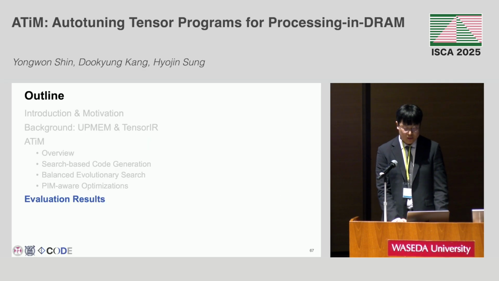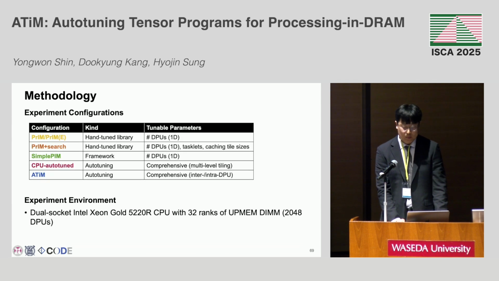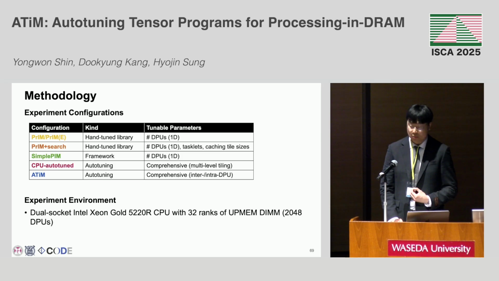Now I will show evaluation results. We evaluated ATiM on 7 tensor algebra operations and 2 memory-bound operations on GPT-J models. We compared 5 setups. PrIM and PrIM simple are existing prior work, and PrIM search, we extend PrIM with a larger search space. CPU auto-tuned is the CPU version auto-tuned with TVM. Lastly, ATiM is our proposed system. Our goal is to see if ATiM's automated code generation and optimizations can outperform existing libraries and frameworks and CPU.